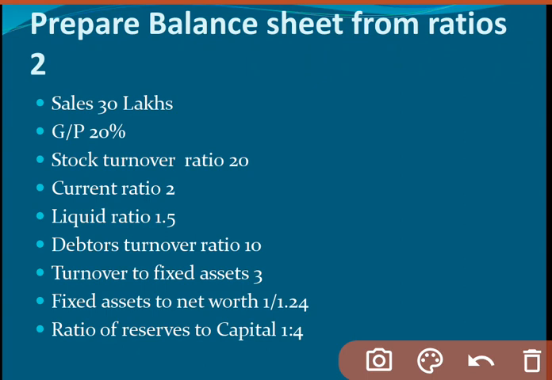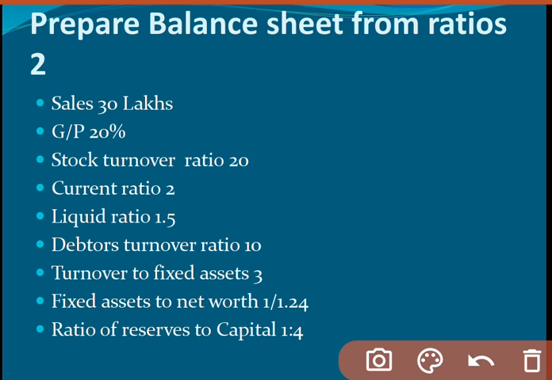Dear students, we have already covered the preparation of a balance sheet from ratios. We are going through an additional problem of similar nature. This problem has items like sales, gross profit, stock turnover ratio, current and liquid ratios, debtors turnover ratio, etc. We have already told you the starting point in these cases. Always the starting point is stock.